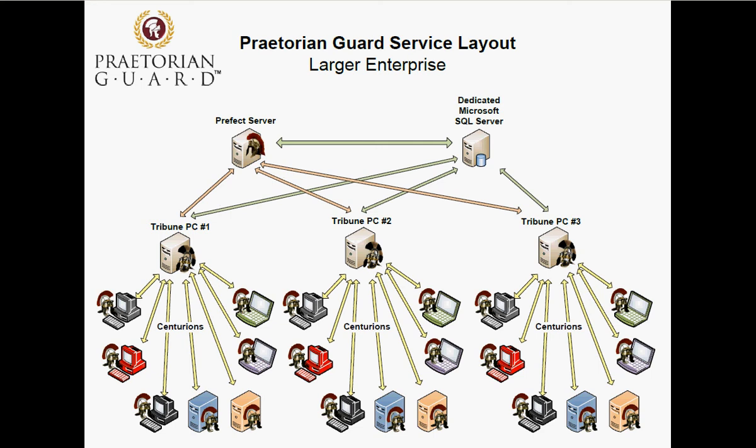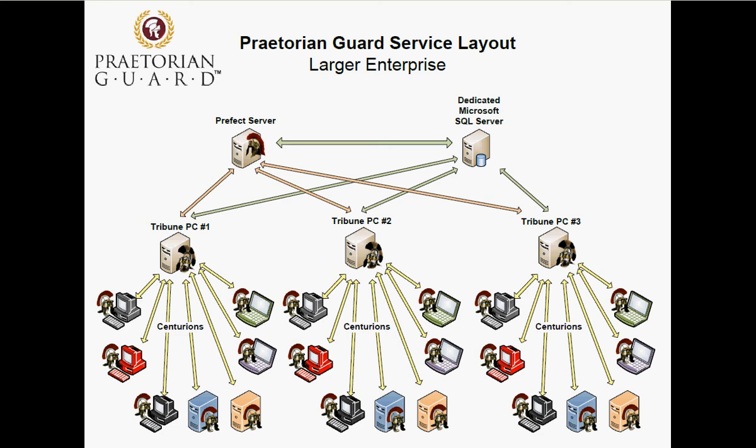And finally we have the larger enterprise sample. This layout has each server running on its own dedicated box. The Prefect server is running on its own box. The dedicated Microsoft SQL Server is dedicated just to acting as a SQL Server database. And then we have each Tribune. You can see as the communication points, the arrows point between each box. The Prefect server is communicating with Tribunes, and Tribunes are also communicating with the database server. This allows us to scale out to any number of Tribunes managing any number of Centurions.